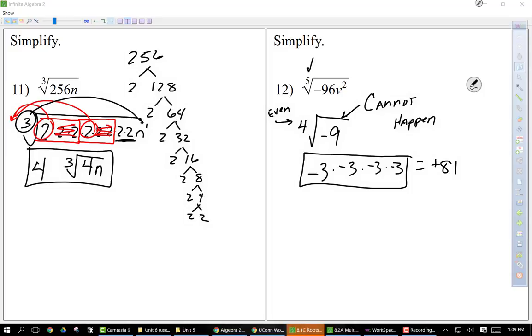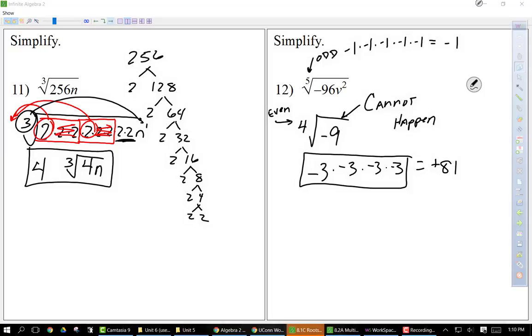But when I have an odd root, that is a plausibility, meaning that negative 1 times negative 1 times negative 1 times negative 1 times negative 1, 5 times, or an odd amount, you get a negative number.